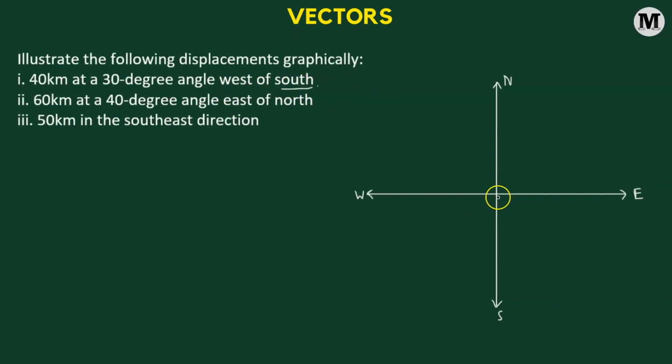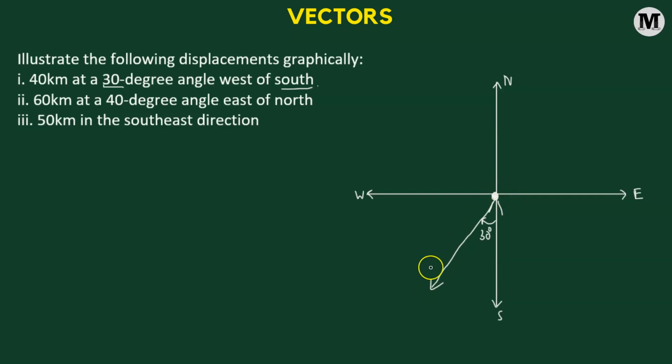So imagine yourself facing towards the southern direction. So here you have the center and your eyes are facing in the southern direction. Now from this direction, you have to move 30-degree angle towards the western direction. So now you say you move 30-degree towards the western direction, and this is going to be the direction of 30-degree angle west of south. That's the meaning.